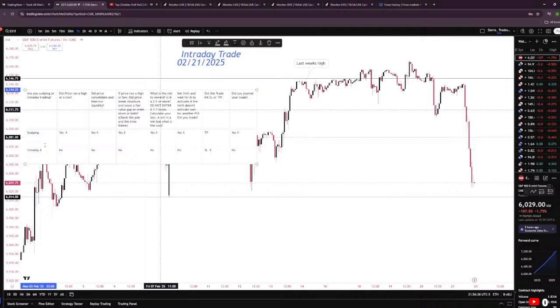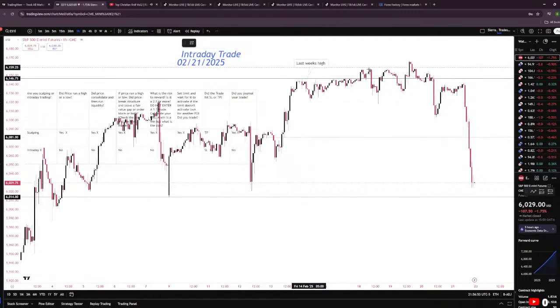So we've already established that this was an intraday trade. We've already established that price did run a high or a low. Did price consolidate and then run liquidity? All right, so our last high is here. Nope, actually our last high is here. Sorry about that. Our last high is here.